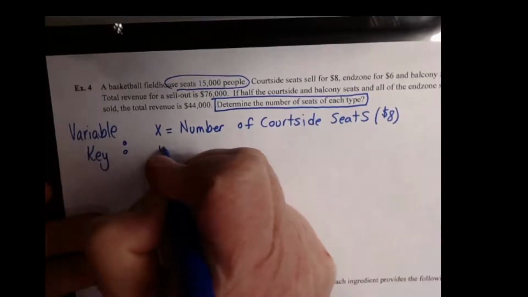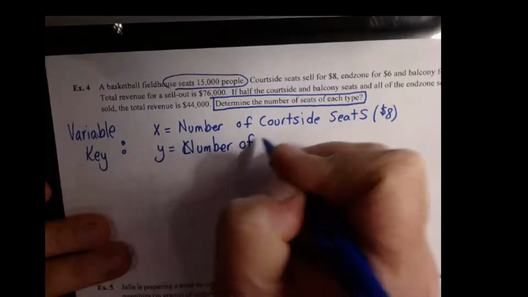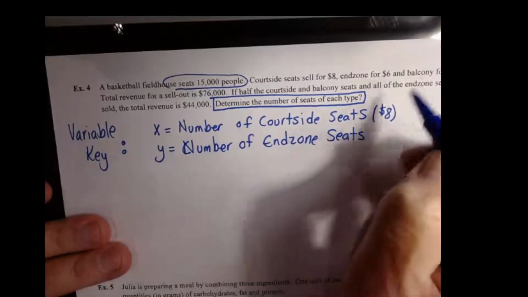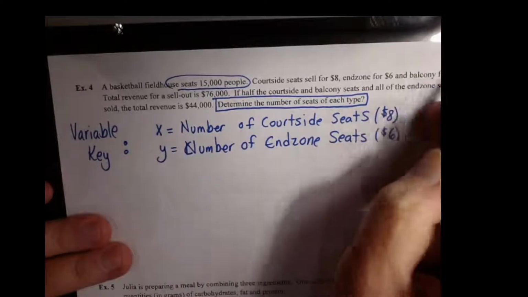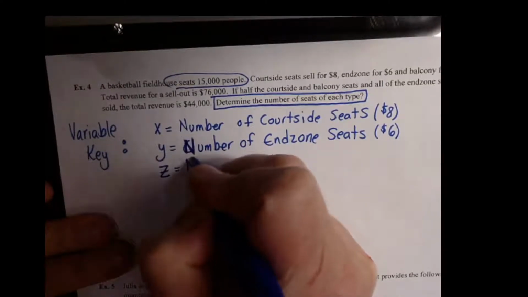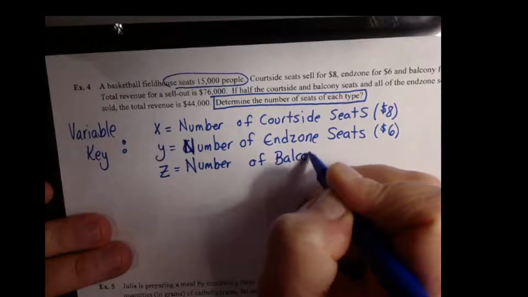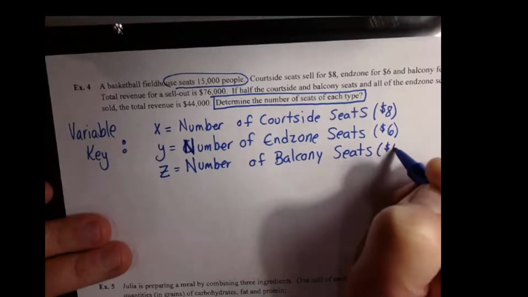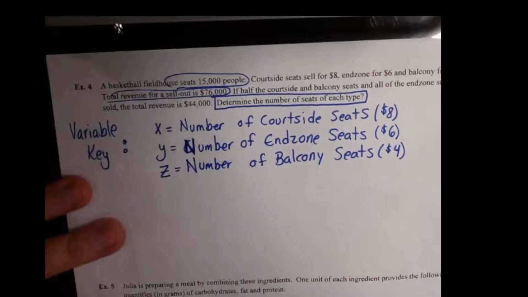So courtside seats, and I'm going to keep track of my information, is $8. Okay, end zone, so maybe I'll let Y equal the number of end zone seats, and it says that you get $6 for each of those. Those are a little cheaper. And then the balcony, so maybe I'll let Z equal the number of balcony seats. And how much do they get for those? $4. Let's keep reading. Total revenue is $76,000.